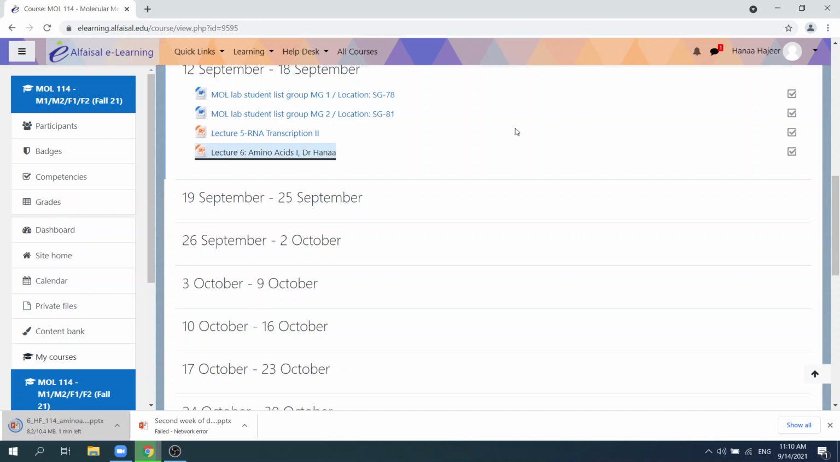Today we're going to start talking about amino acids or amino acids, depending on which accent you want to use. And I'm sure many of you have heard of amino acids. What are amino acids? They are the building blocks. The building blocks of what? Yes, they are the building blocks of proteins.